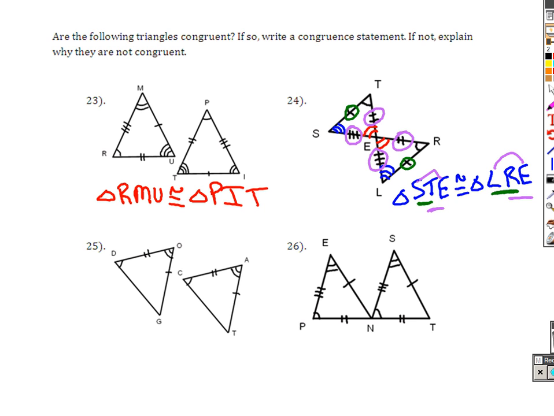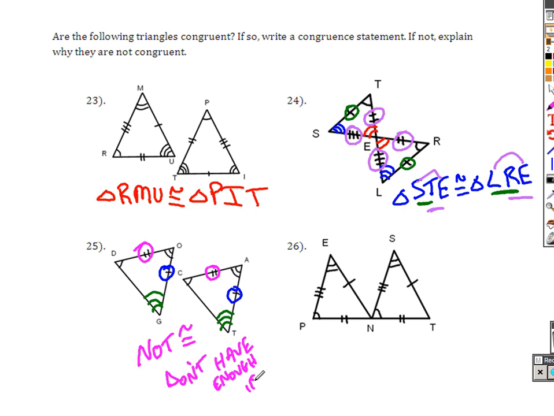Number 25, we have 2 pairs of angles. We can say the third pair are congruent because of the third angles theorem. We have 2 pairs as well of congruent sides, those ones with the blue markings and then these ones with the pink. We do not, though, have a third pair of sides. And there is no such thing as a third sides theorem, only a third angles theorem. So we're going to say, no, these are not congruent, and we just don't have enough information. We don't have enough sides, essentially. They very well might be congruent, but we don't know at this point.